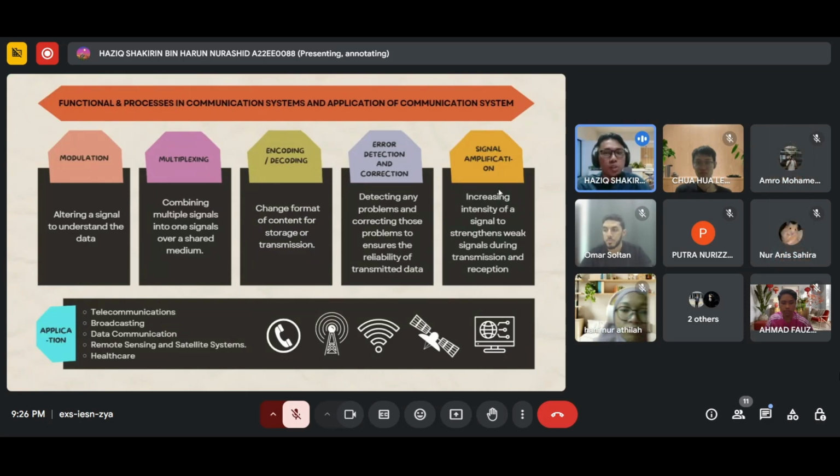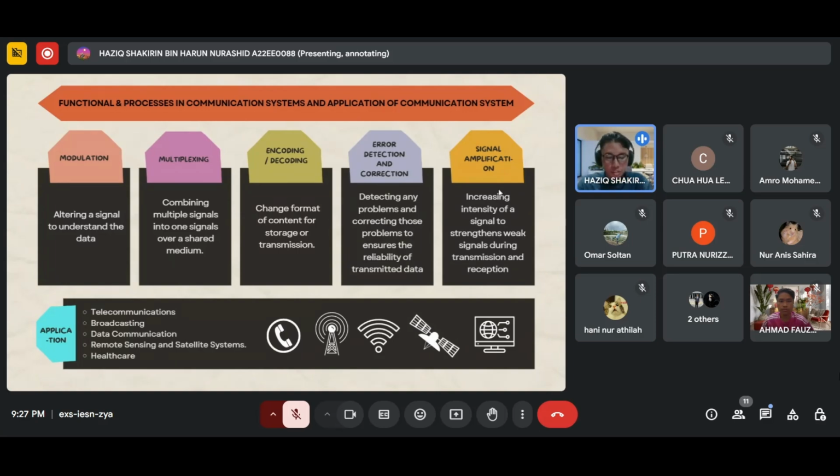And lastly, for the communication system, is the application of it. We have telecommunication, which is basically what you are doing right now. We are using smartphones or laptops to communicate with each other. And then we also have broadcasting, with TV and radio. For your information, the modulation process I already told you about, frequency modulation, FM, is used by FM radio. And then we have data communication, which is the internet. We have 4G or 5G, and also one more example is LAN, local area network. And then we also have remote sensing and satellite systems. And lastly is healthcare.